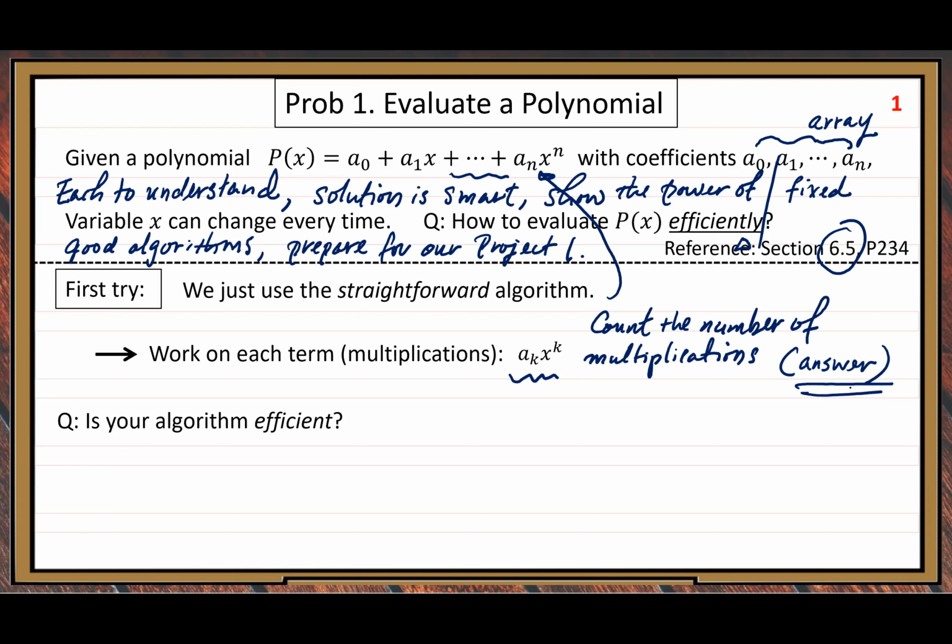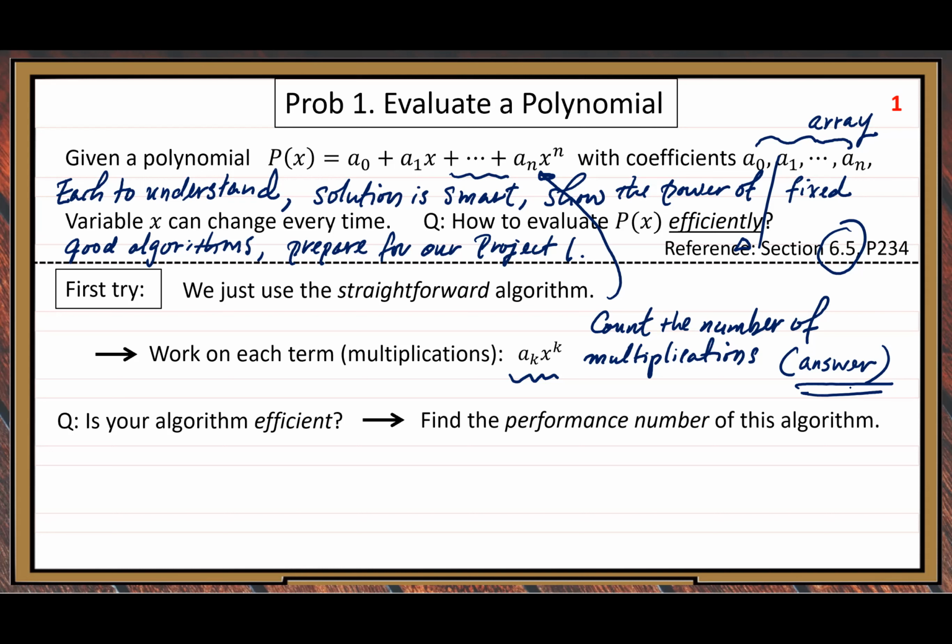Question: is your algorithm efficient? We know how to solve this problem in the straightforward way. But the typical way we do in this class, we're not satisfied. If we find a solution, we're not satisfied immediately. We need to consider another question after it. The question is, is it possible to make our solution better? Is there any room to improve the efficiency of our solution? Here, we need to consider this question.